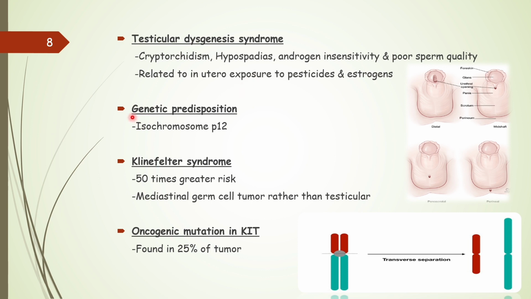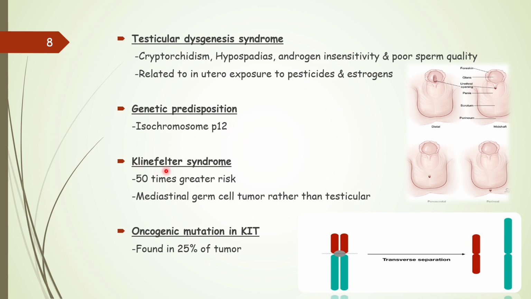All right. Genetic predisposition could be responsible for development of testicular tumor, particularly isochromosome 12p. Now, what is an isochromosome? Usually the chromosome divides vertically. But here, instead of vertical, there will be transverse separation of the chromosome. And because of transverse separation, we have 2 short arms and 2 long arms. So that is known as an isochromosome. And if it affects chromosome number 12, then you are at risk of development of testicular tumor.